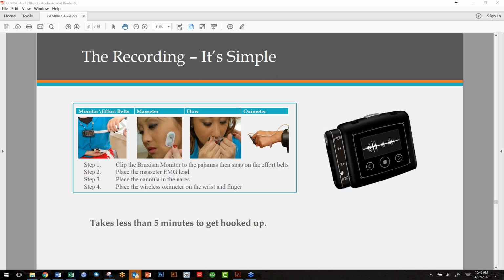Okay. The hookup for this is listed here. It's a more complex instrument than the GEMPro. It collects enough data to diagnose your patients, and I think it's a great instrument, and it does collect surface EMG.